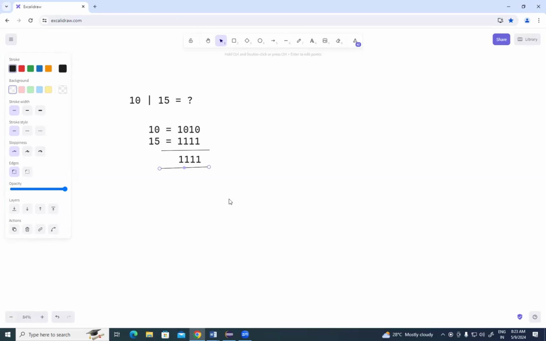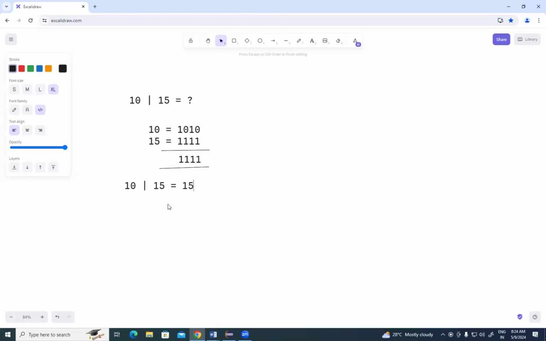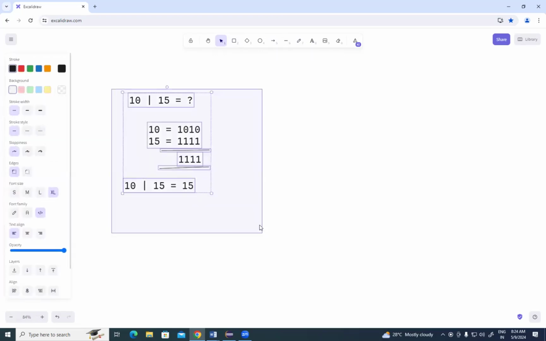Tell me, what is 1111 equivalent to, you know already? 15. So tell me what's the output of 10 or 15? 15. 10 bitwise OR 15 is equal to 15, right? Yes. Am I clear so far? Yes, sir.